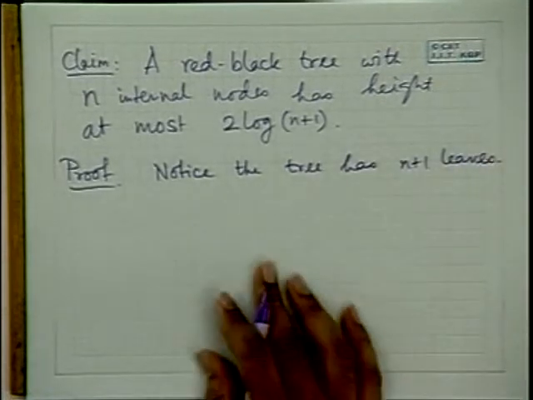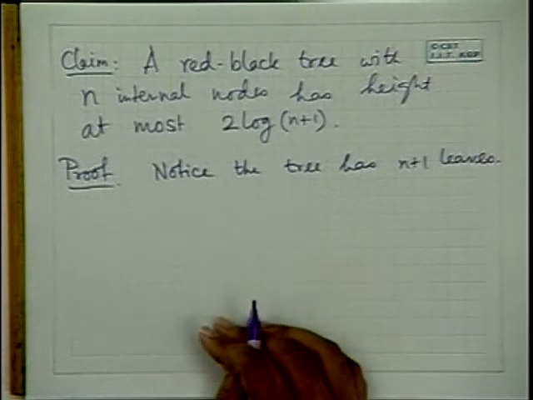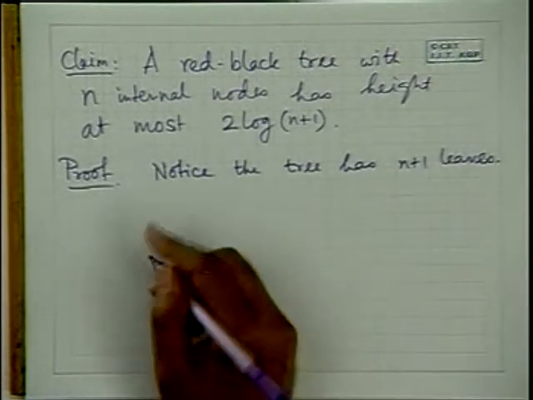According to our definition, the leaves, it has to be true. If there are n internal nodes, n plus 1 must be the total number of leaves. For one node, there are 2 leaves, it is true. You can prove it by induction.